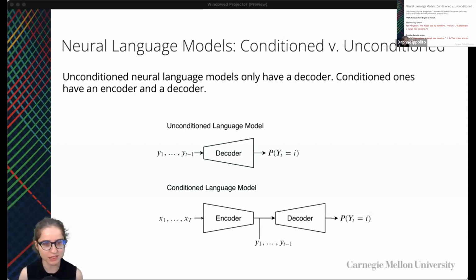And so the thing that allows you to do generation, we're going to get to generation later, is the fact that this decoder outputs a probability distribution over what the next word in the sequence should be, given the previous words in the sequence. And this decoder is present in both the unconditioned language model and in the conditioned language model here.